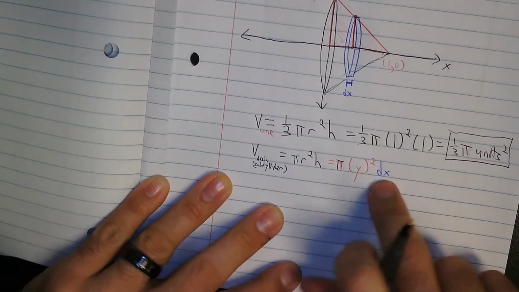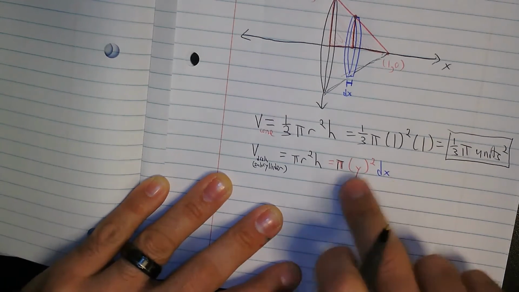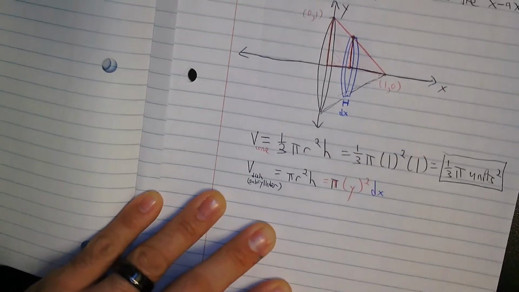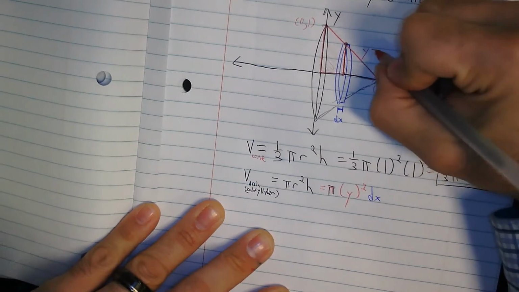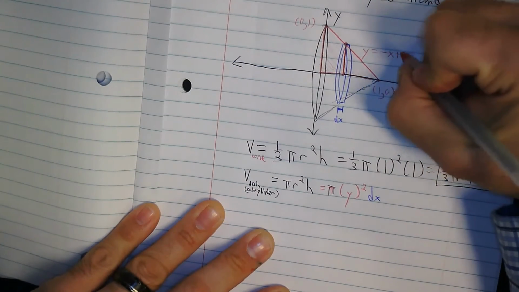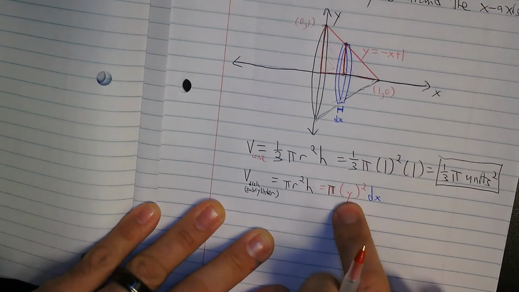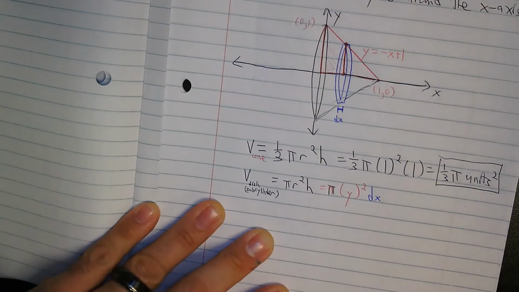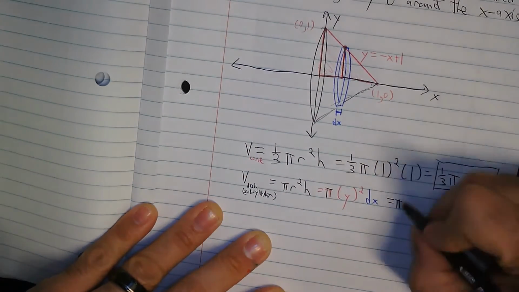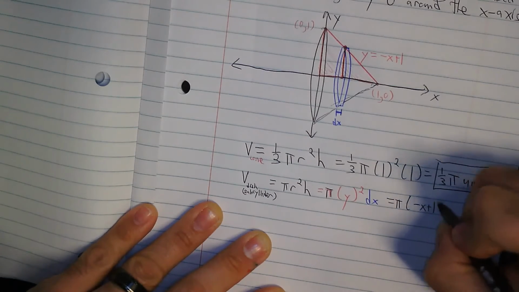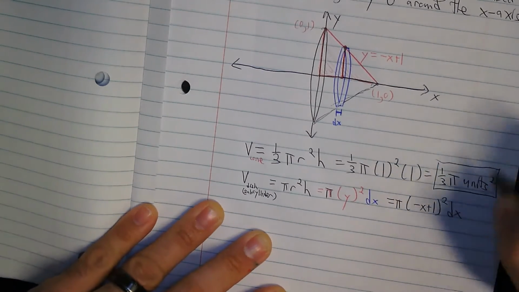So we got pi r squared h. Now, we don't like to have integrals with y dx, we'd like x dx. No problem. What was the equation for this line right here? y equals negative x plus 1. That was that linear equation. So can I replace this y with that term? Sure. And what do I get? I get pi times (negative x plus 1) squared dx.